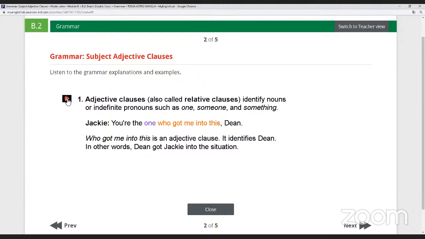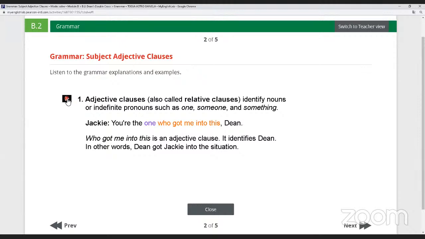Okay, so let's start with the first grammar point. The adjective clause is the same as a relative clause, with a different name. We use the relative clause or the adjective clause when we're going to identify nouns, or indefinite pronouns. What is an indefinite pronoun? It is that name, that noun, that pronoun that I don't know. For example, when I say that one, I don't know that one. Who is that one? When I say someone or something, I don't know. That's the reason why it is called an indefinite pronoun, because I don't know.